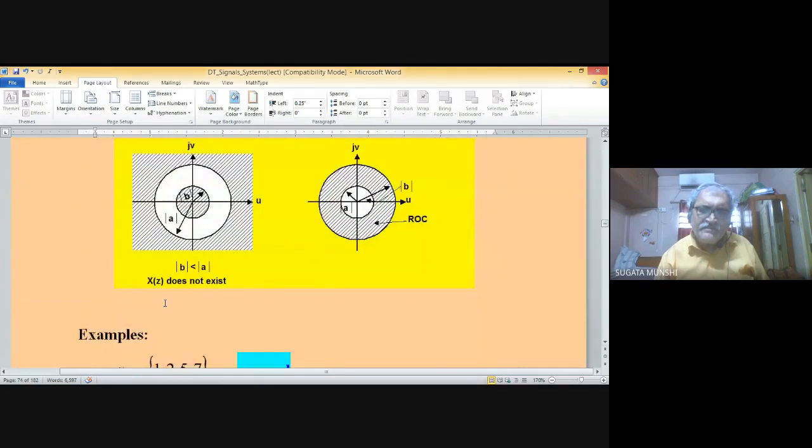These are the two cases. The illustration of the two cases. Left hand side is for case 1, right hand side is for case 2. Next, we will consider finite duration sequences.